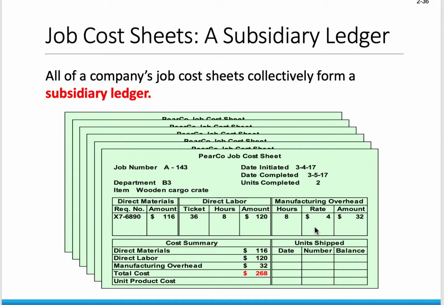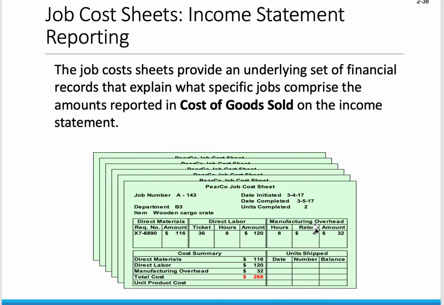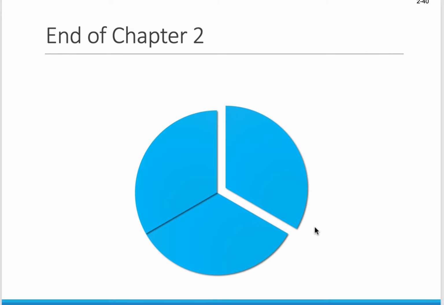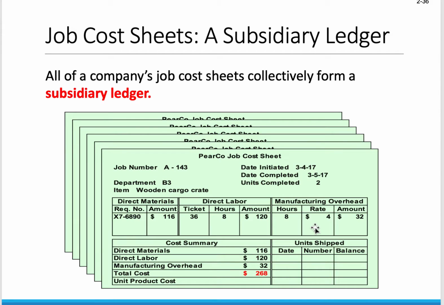Don't worry about the job cost sheet subsidiary. It's just basically all the job cost sheets that we have. We store them, so to speak, in what we call a subsidiary ledger. Don't worry about that. Work in process and finished goods, we'll actually get into that more in chapter 3. So don't worry about the cost of goods sold. We'll discuss a lot more in chapter 3 about the underapplied and overapplied.